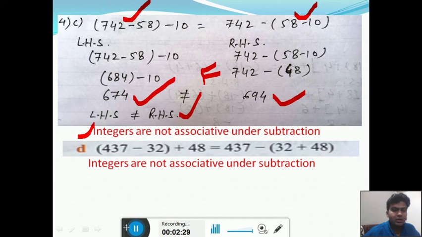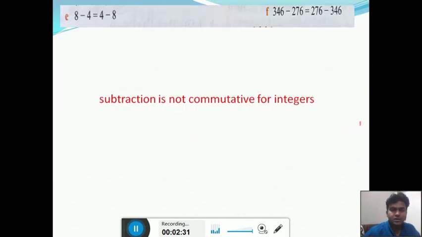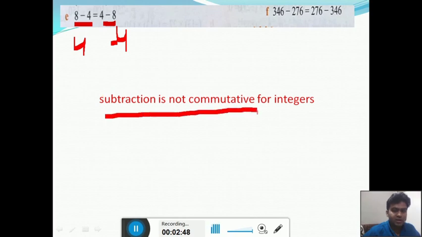Okay, now come to the next question, E. 8 minus 4 and 4 minus 8. Here 8 minus 4 equals 4, and 4 minus 8 equals 4 as well, but the sign is minus. So the order has changed. Subtraction is not commutative for integers, because the order has been changed in the commutative property.